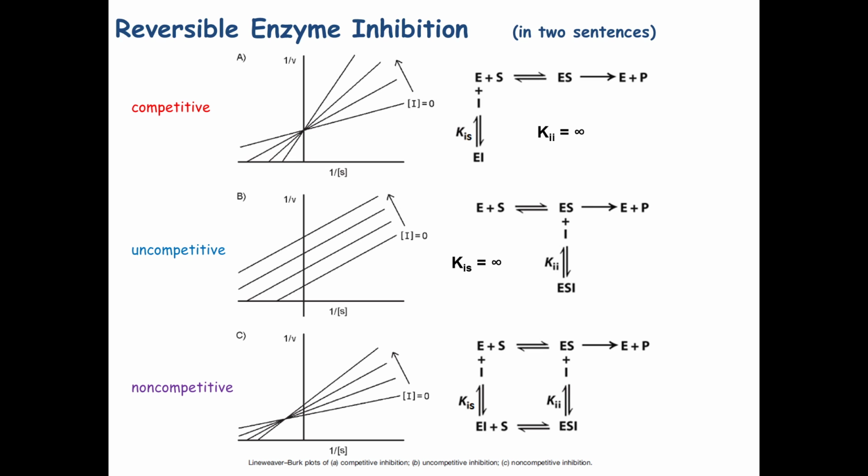For competitive inhibitors, the inhibitor only binds to free enzyme. It forms an EI complex. It never binds to ES. For uncompetitive inhibitors, it can only bind to ES, forming the ESI complex. It never binds to free enzyme. Non-competitive is the sum of those two. It can bind to either one. Okay, that's the schemes on the right.